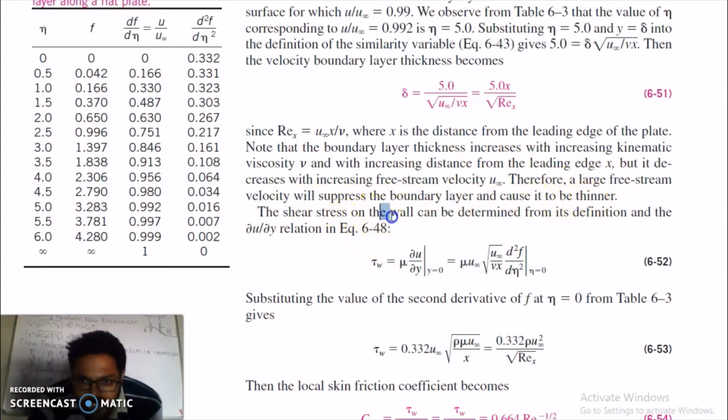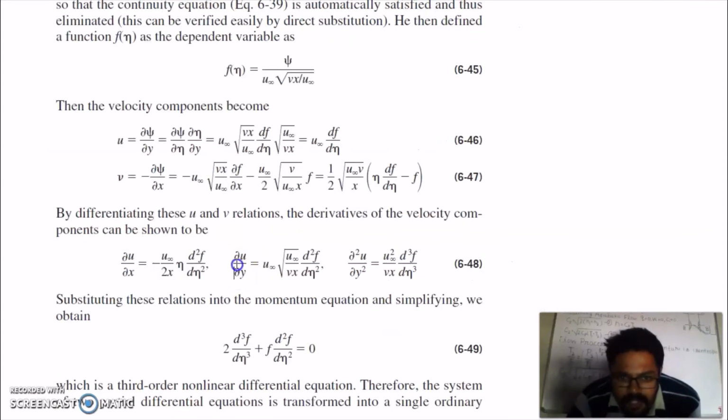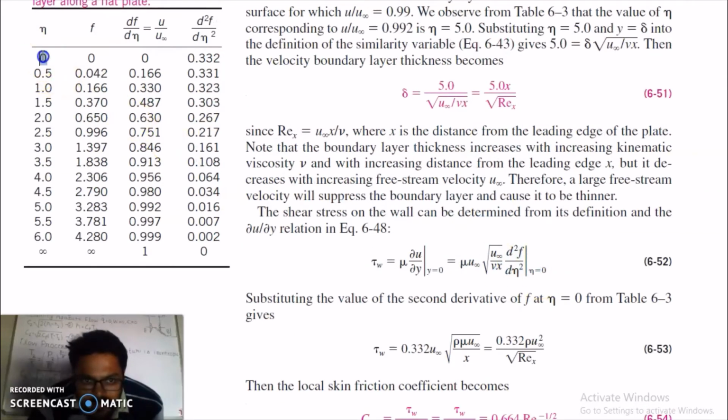We know the shear stress at the wall is equal to mu into del u by del y when y is 0. So we have to calculate the shear stress on this surface when y is 0. We know del u by del y is this. You can replace this in the equation, put the value here, and you will get this equation. Now when eta is 0, from this table it is clearly visible that the second derivative of f at eta equal to 0 is 0.332. You can place the value of this in this equation, and you will get this equation here.